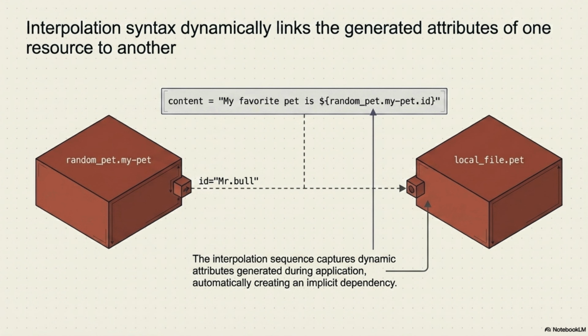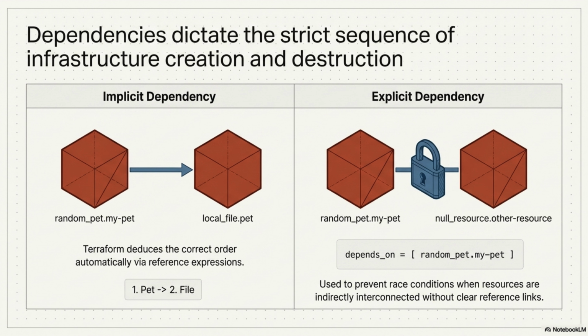Let's make this clearer. There are 2 types of dependencies. Implicit, automatically detected. Explicit, defined using depends_on as shown in this diagram. Terraform builds a dependency graph and ensures resources are created in the correct sequence. This prevents race conditions and broken infrastructure.